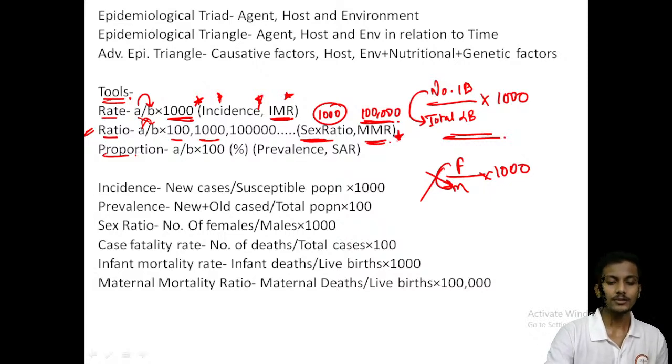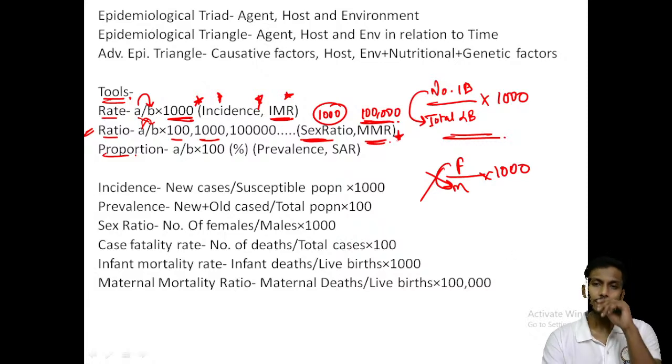Can anybody tell me the current MMR and current IMR of India? According to the recent Sample Registration Survey of May 2020, can anybody tell me the values? In the meanwhile, I'll explain proportion.